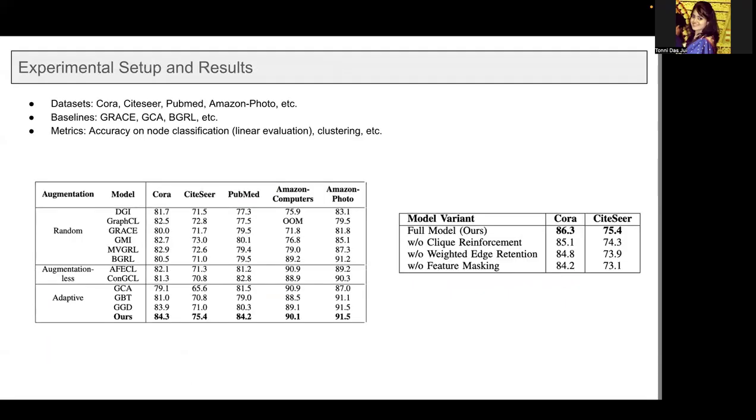Now, to evaluate our model, we conducted experiments on standard benchmarks like Quora, SciShare, PubMed, and Amazon Photo. We compare against several strong baselines, including GRACE, GCA, and BGRL. We use linear evaluation on node classification tasks to assess representation quality. We also conduct ablation studies to isolate the impact of the k-hop design and smoothing constraints.